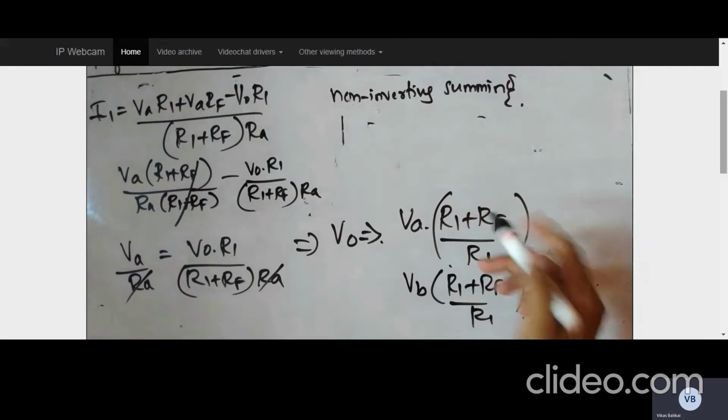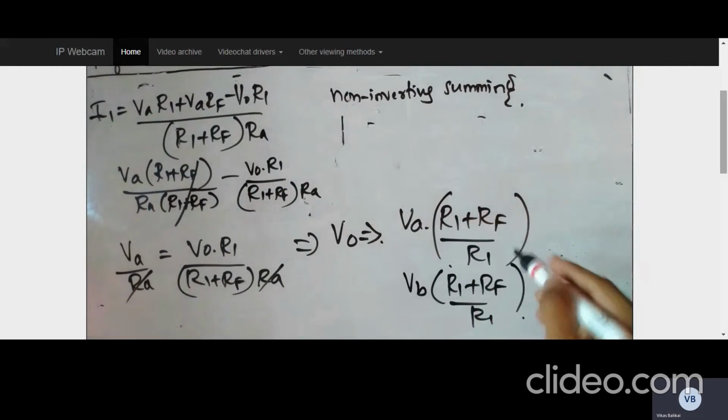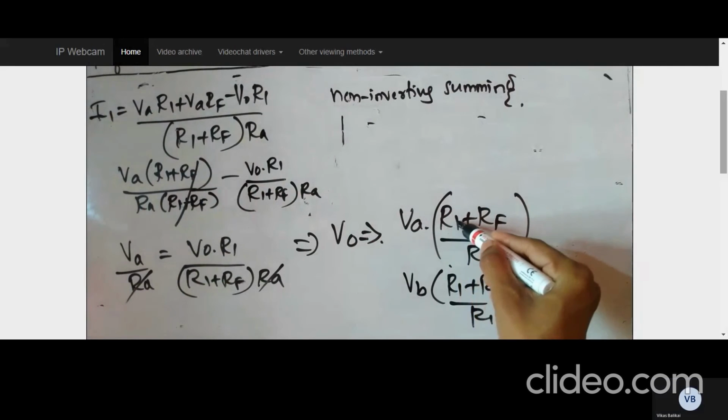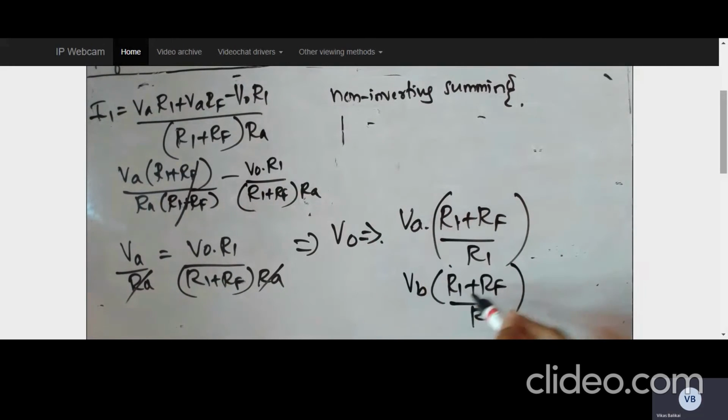In that scenario, I'm going to get it as R2, right? If I'm getting R1 over here for VA, then when I do it for VB, it will be R2. When I do it for VC, it will be R3. So let us do one thing. Let R1 equal R2 equal R3 equal R. So let me write here.